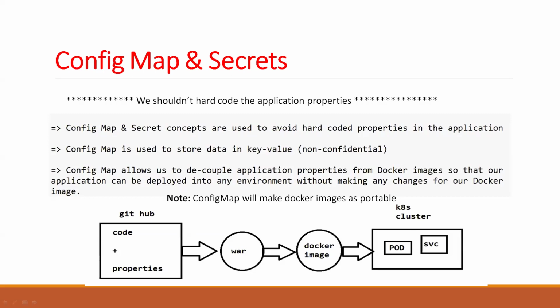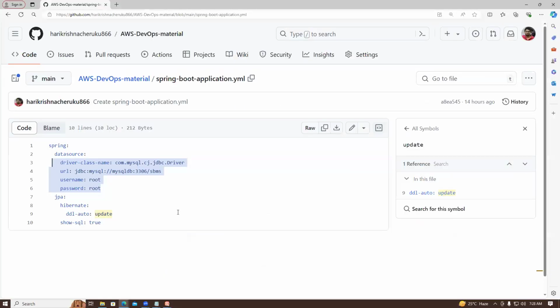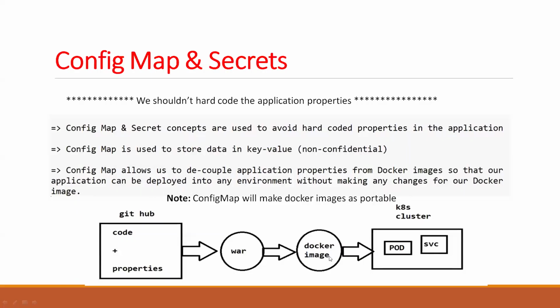Guys, understood? Yeah, bro. So these properties are different for each and every environment, so we need to create different Docker images for every environment. We cannot use one Docker image for all the environments. For this purpose, we need a config map and secret.